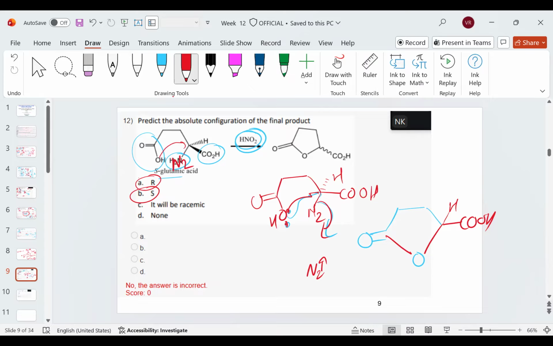So the configuration, if you look at the starting material, what was the configuration at this chiral center? It was this one, this carbon gets the second, this one gets the third. So 1, 2, 3, it has the S configuration, right? So in this case also, if you do the attack on this position and N2 eliminates, what will be the configuration at this chiral center?